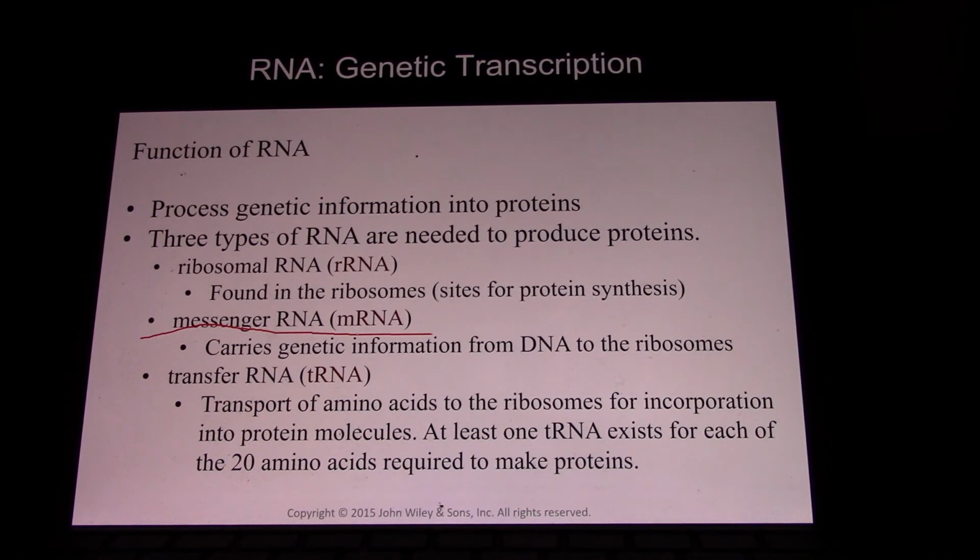And transfer RNA. This is the tRNA. It shuttles in the correct amino acid, and then the anticodon of the tRNA matches a codon in the messenger RNA to make sure the right amino acid goes in the right space while you're making your protein. And there's at least one transfer RNA for each of the 20 amino acids, which your DNA codes for.